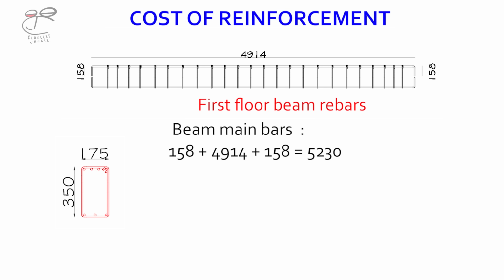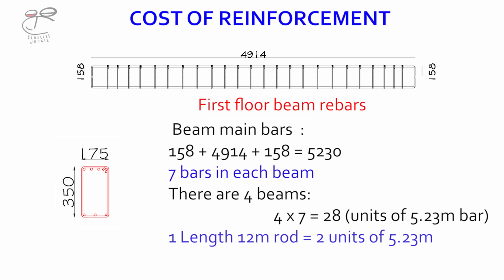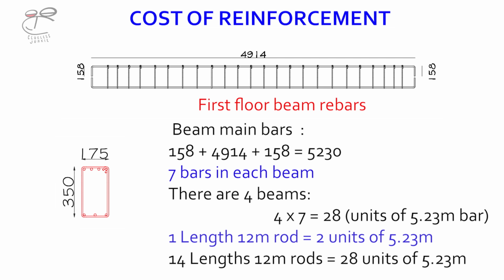beams details, and then add that together with anchorage at each ends, and I'm having 5.23 meter for each beam here. And then from the section view, there's about 7 bars in each beam, and there are 4 beams, so 4 multiplied by 7 equals 28, so we need 28 units of 5.23 meter bar. One length of 12 meter rod will give 2 units of 5.23 meter. So 14 lengths of 12 meter rod will be needed to get 28 units of 5.23 meters.